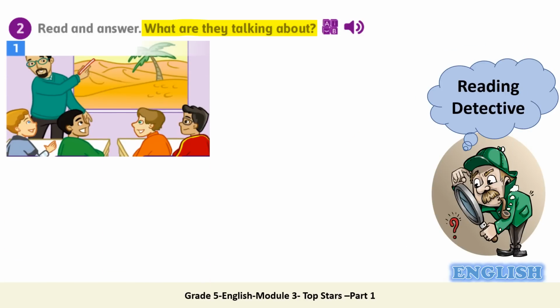Look at this picture. Where are the kids? I think they are in a classroom. And there is a teacher who is showing them something on the board. It is a desert. Let me introduce to you Majid and Saleh. The boy with the orange jumper is Majid, and the boy with the green jumper is Saleh.